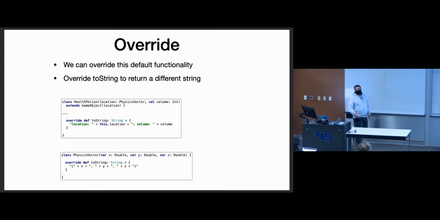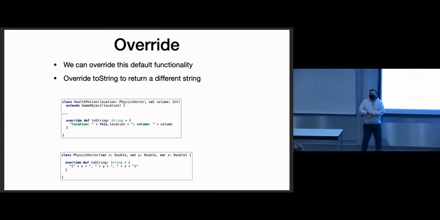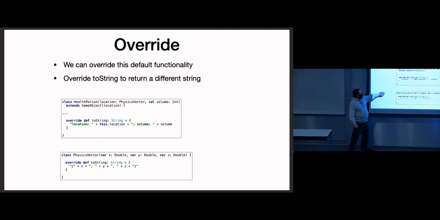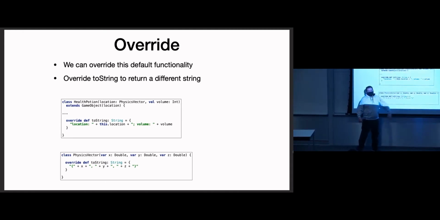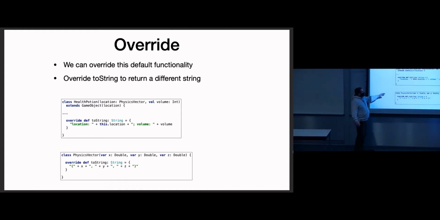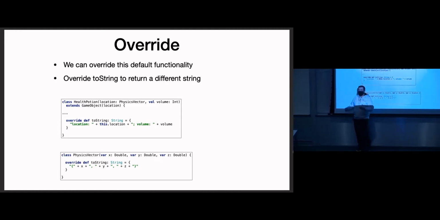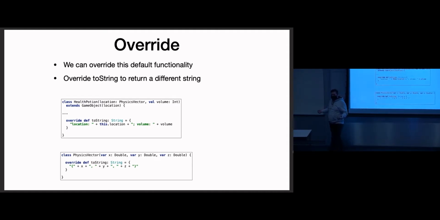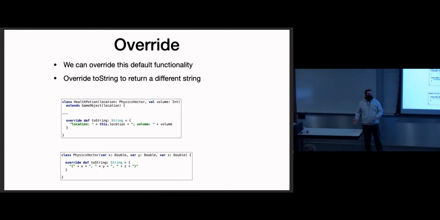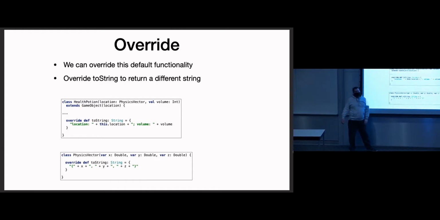So we can override these methods. Just like we overrode the methods that we had in our abstract class, we can override the methods that we inherited from any and anyRef. So I don't want that toString behavior where it just prints out the fully qualified name of the class and then some garbage. I want something more meaningful. So I'm going to print out the location and the volume and get something more meaningful to us. If I'm printing this to the screen, I'm printing it for a human being to read. I want to print some useful information for us to read. So I'm going to have toString return something that's going to give us something more meaningful.